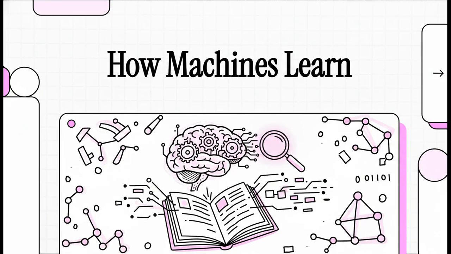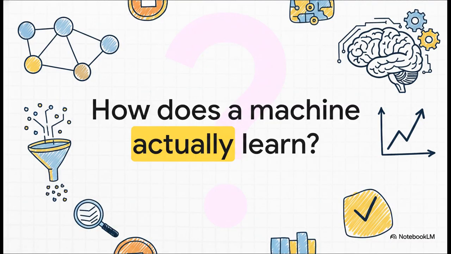All right, today we're going to crack open one of the biggest buzzwords in tech, machine learning. We're going to get right down to the nuts and bolts of how a machine actually learns. I mean, you hear AI and machine learning thrown around all the time, right? But have you ever stopped to wonder what's really happening under the hood? How does a chunk of code go from knowing nothing at all to making these incredibly complex predictions? Well, that's what we're here to find out.